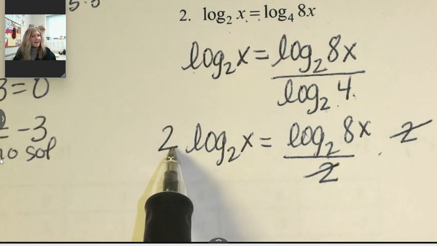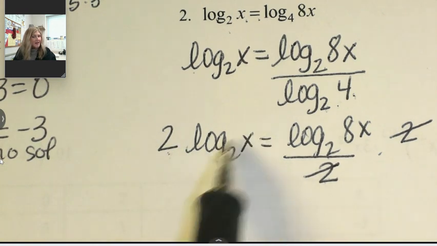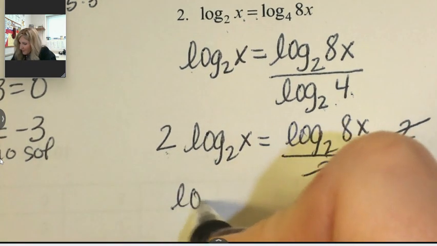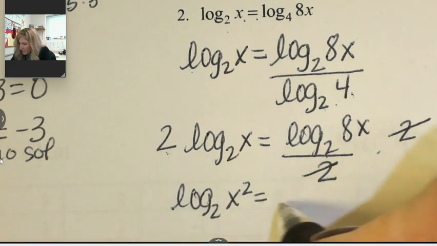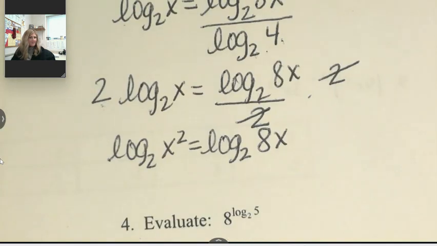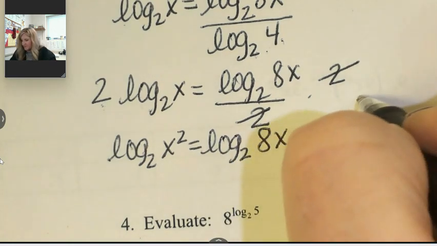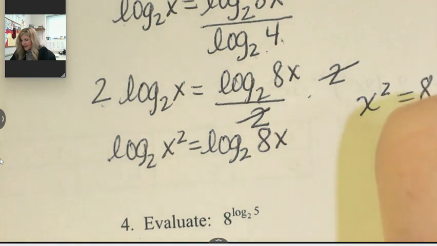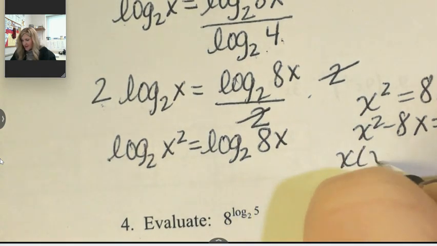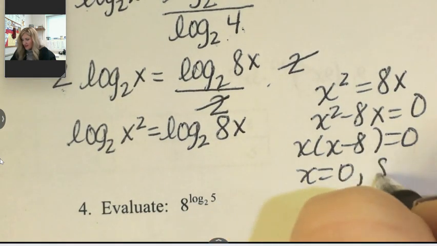Does anybody remember what I can do if I have a coefficient of a log, where I can put it instead? Yeah, because I want to get log base 2 and log base 2. So watch, we can do log base 2 of x squared equals log base 2 of 8x. See how now we have log base 2, log base 2? So what do I do? So x squared has to equal 8x. So x squared minus 8x has to be 0. Factor out an x: x times x minus 8. So my solutions then are going to be 0 and 8.